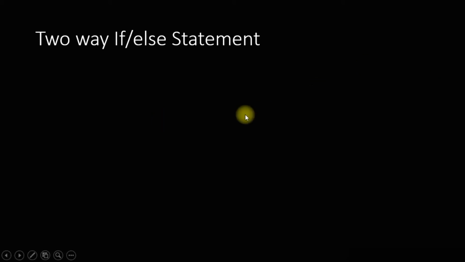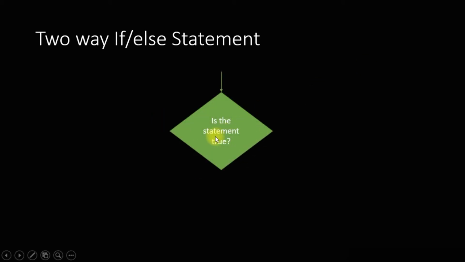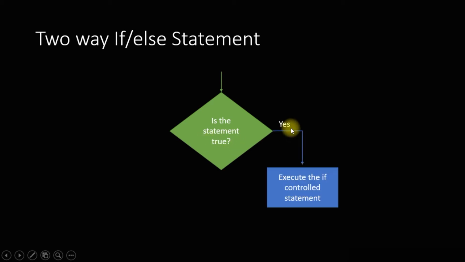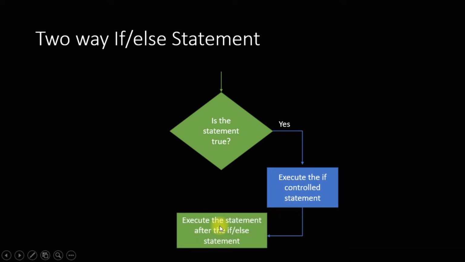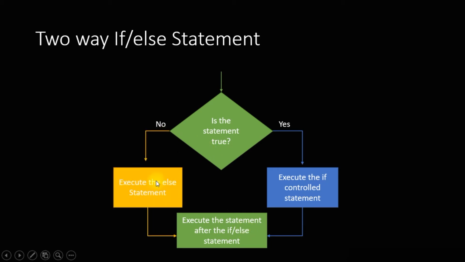Because we are inside, we are going to start: is the statement true or false? If the statement is true, yes, we execute the code controlled in the statement, and after that we execute the statement after the if-else statement. Now if not, we are going to execute the else statement, and after that we are going to execute the statement after the if-else statement.